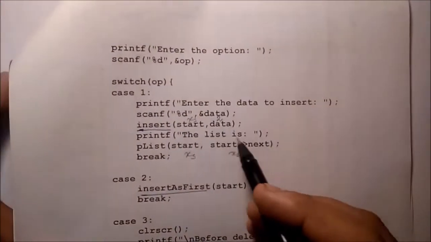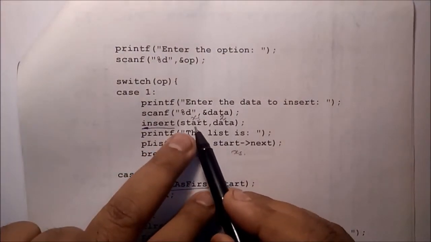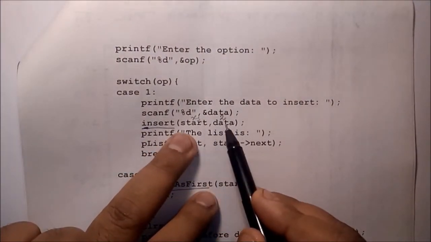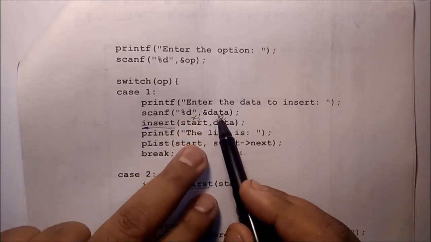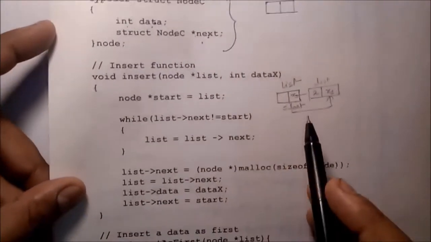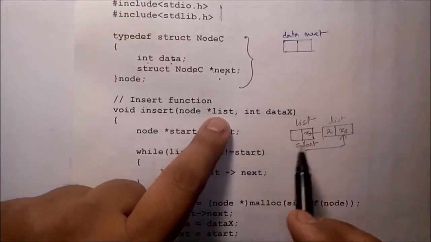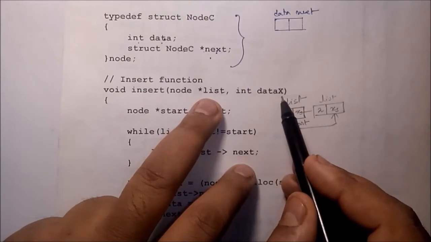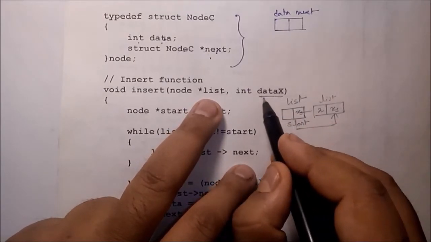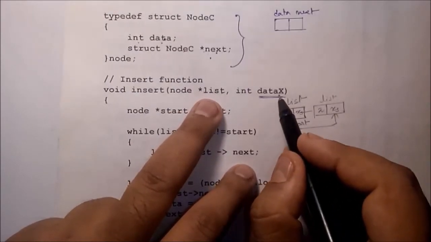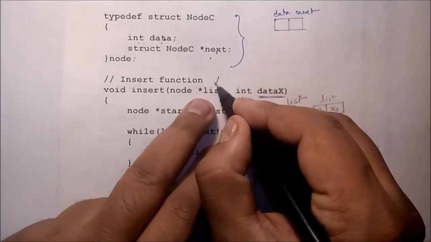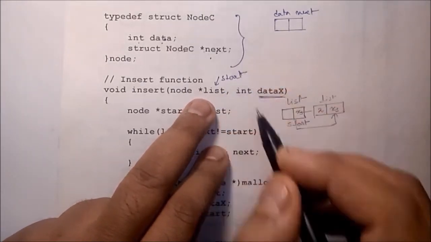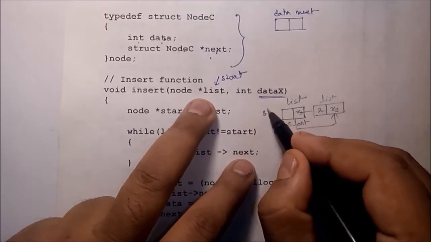In the insert function we pass two parameters, start and data. The data is what we want to insert. Now you can see the start function. Node asterisk list and data x. Data x is what we want to store, and here we pass the start. So assume it's a start.